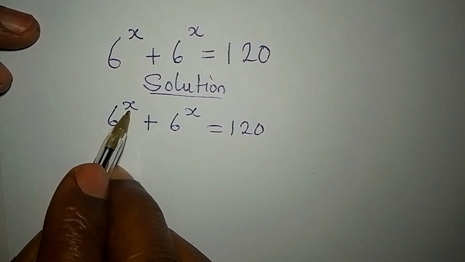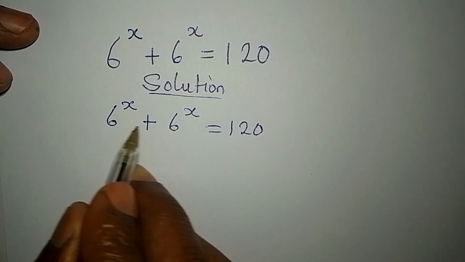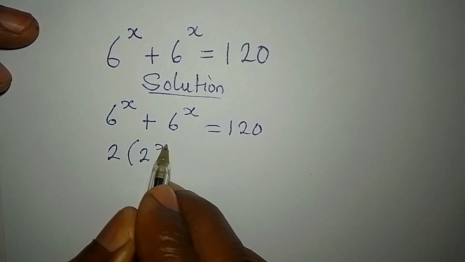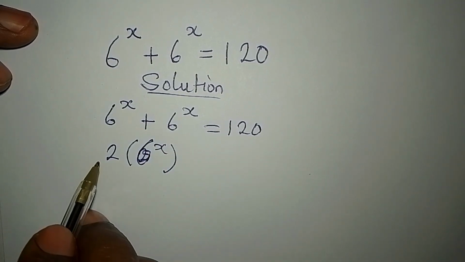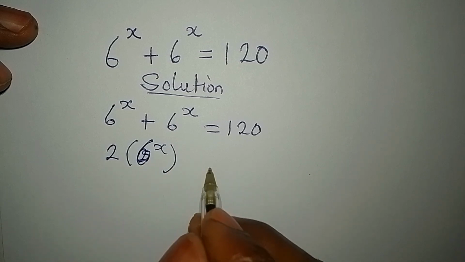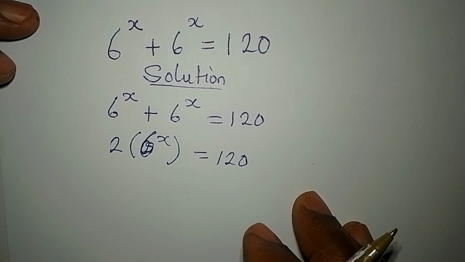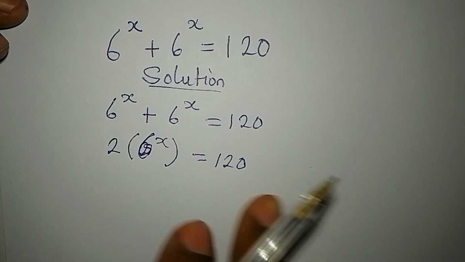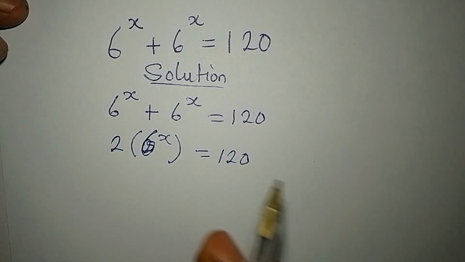Now we have 6 to the power of x plus 6 to the power of x, right? And if you add these two, you're going to have 2 of 6 to the power of x, and this is equal to 120. Some persons will be tempted to say 6 to the power of x plus 6 to the power of x is 12 to the power of x, but that will be wrong, okay?